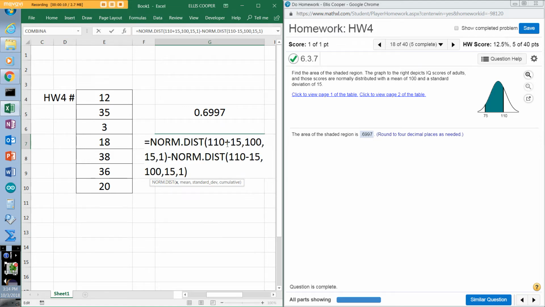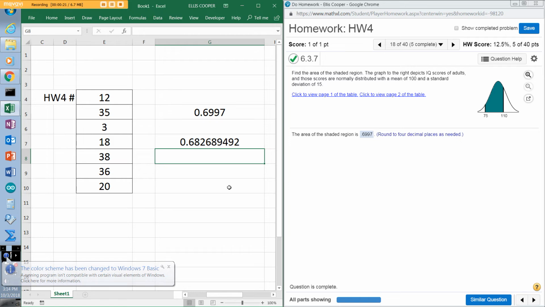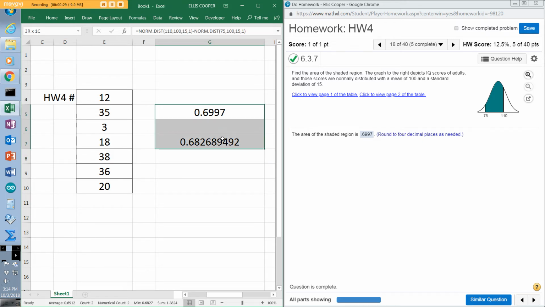What went wrong is that I should be using 100 over here and 100 over here, because it's the mean. The mean is 100 plus or minus. That should be 68. There you go. There's the 68%. Sorry about that. Okay, so that takes care of problem 18. And now we move to problem 38.